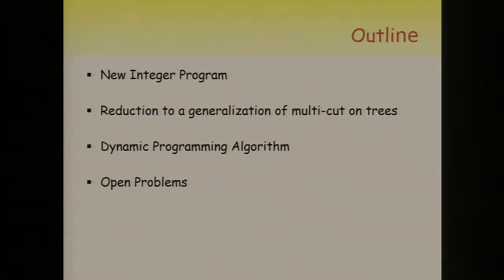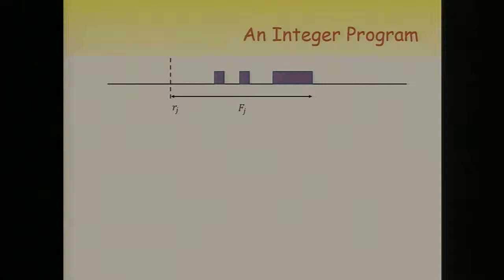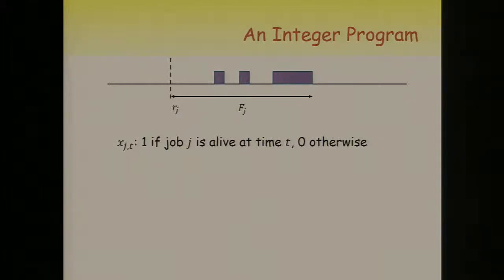Okay, so let me describe the integer program. Remember, in an integer program, we have to write down variables which are going to be either 0 or 1, and express all the constraints and the objective function in terms of these 0, 1 variables. So I'll have only these variables: x, j, t. These are the only variables I'll use, where j is a job and t is a time. Think of t as being integer times only, it doesn't matter.